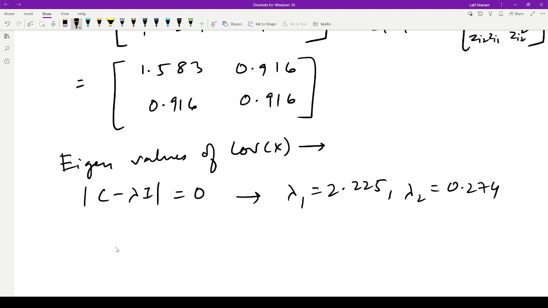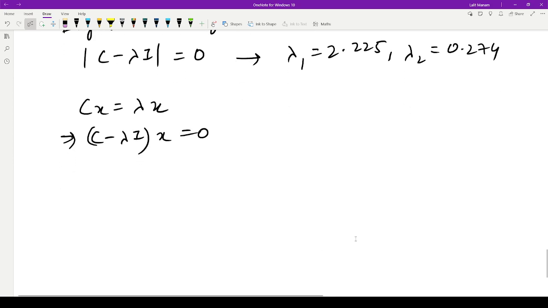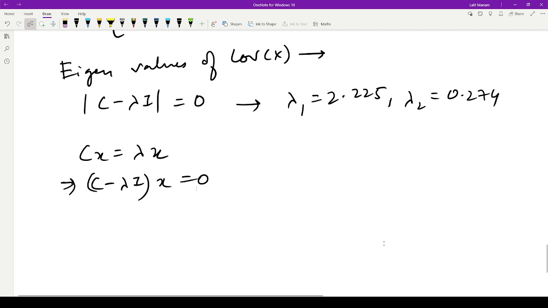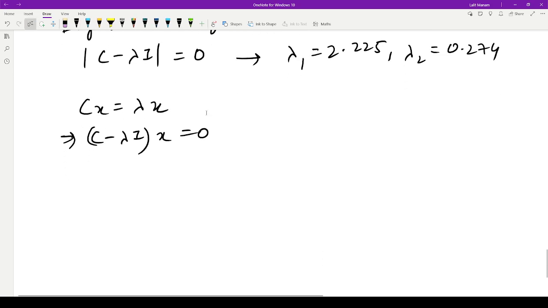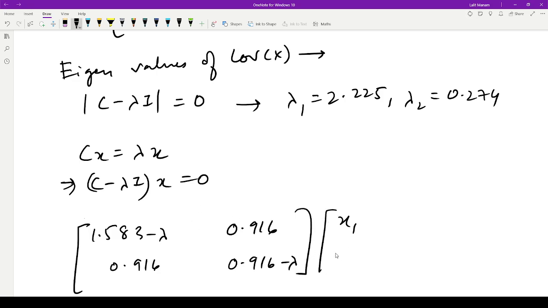C minus lambda 1 eigen. So if someone says this is Cx equals lambda x, or someone says that this is C minus lambda I times x equals 0, which is the null space, what should I do? I'll just place the values here, that's it. If I write it in generic sense, this C minus lambda is 1.583 minus lambda, 0.916, 0.916, 0.916 minus lambda, times some x1 and x2.